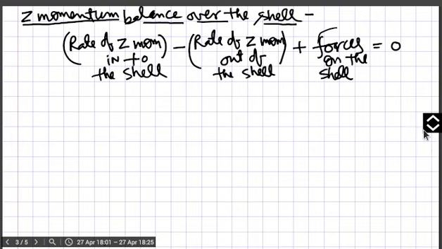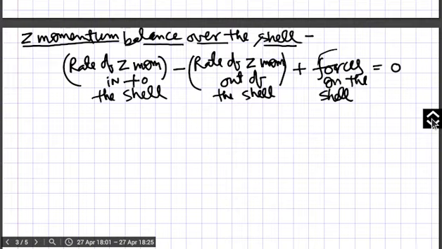How this is written, this language is written z momentum balance over the shell, and then what are the momentum that is going in to the cell per second or per unit time, and what momentum is coming out, and what are the forces acting on the cell. So first we will discuss this kind of thing, that what is the rate of momentum that is going into the cell.